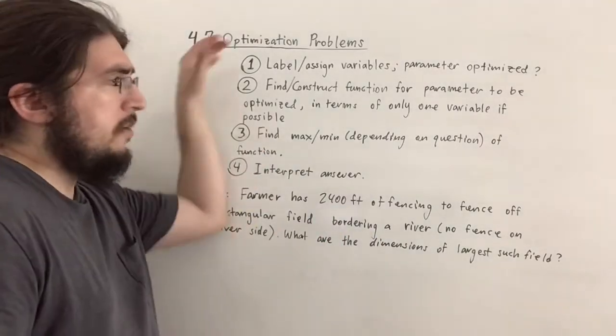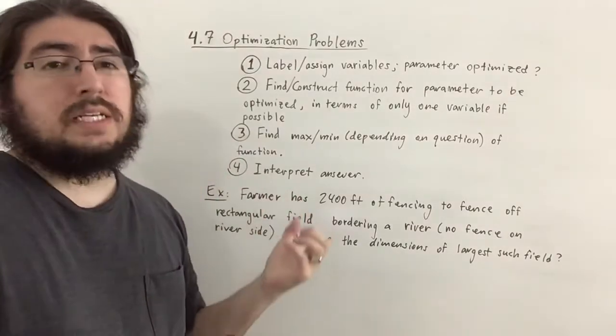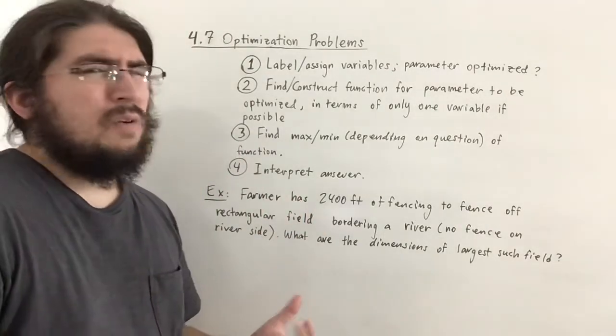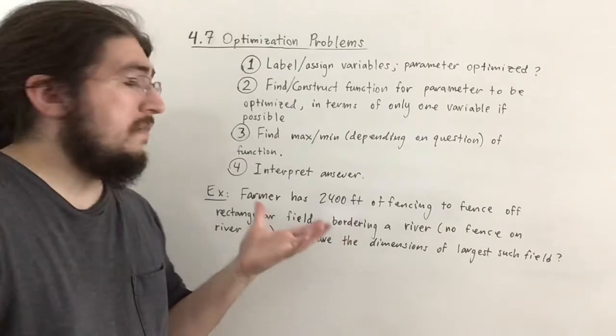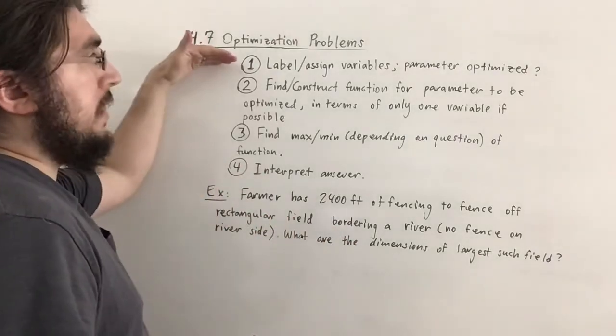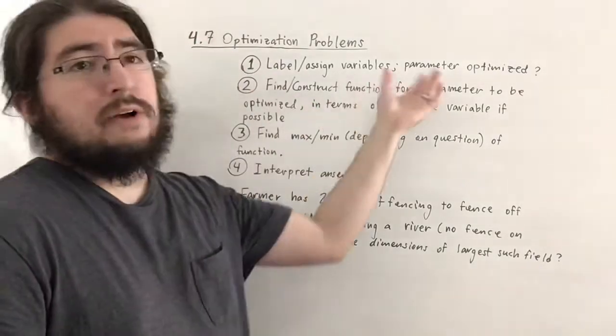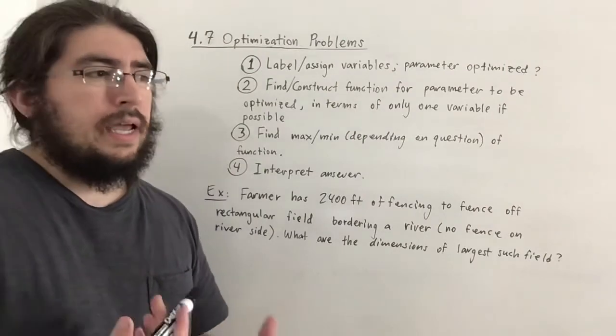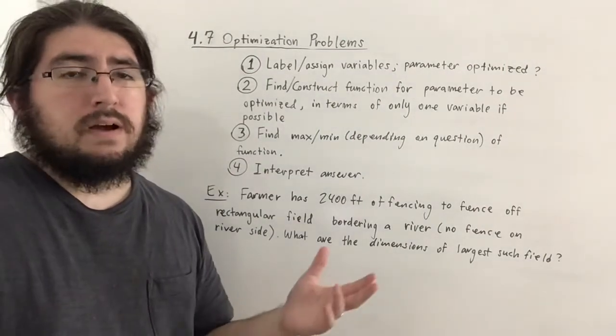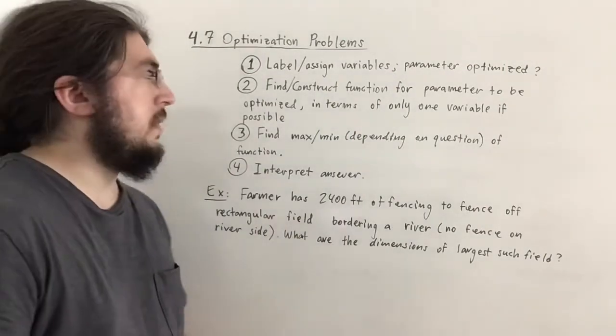Okay, so here I just talk about the process that I would like for you to follow, which is basically the only real way of doing it. The first step is to label and assign variables and figure out exactly what is being optimized, and assign appropriate variables for those.